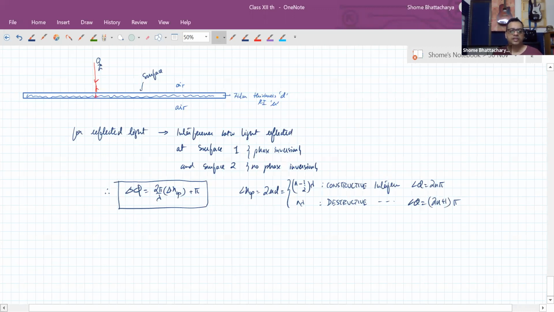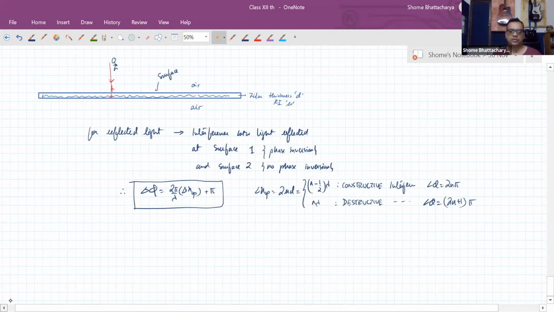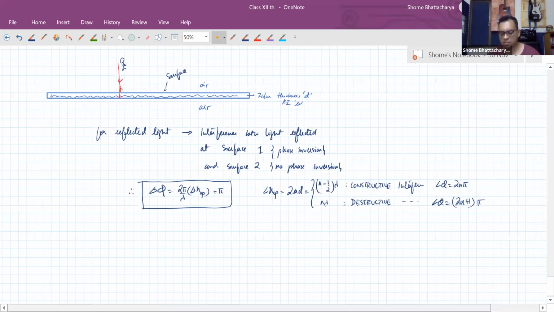Okay, so this is the variation case to remember. Okay, guys, so this is about your single interference at thin film. Okay.